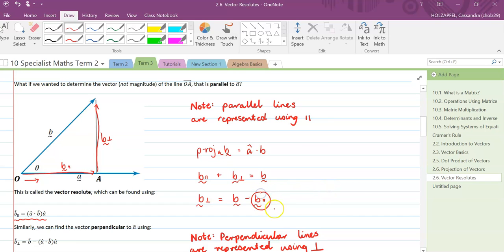Last thing I'm going to do is I'm going to replace this now, since we know that this value here is equal to this, and that's how I end up with my final formula here. So let's go ahead and let's use an example showing how to calculate the parallel and perpendicular vector resolutes for our shadow of our projection of B onto A.